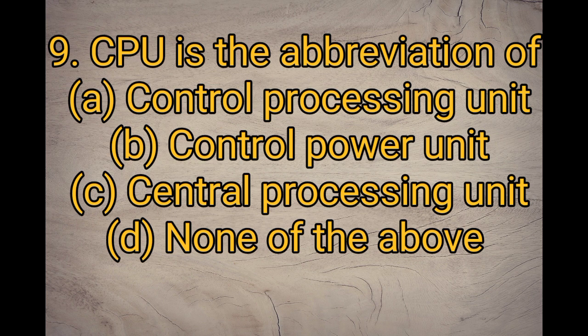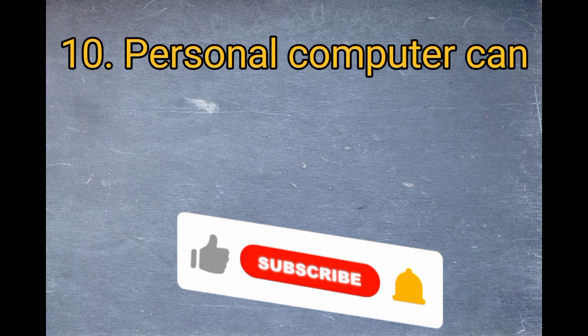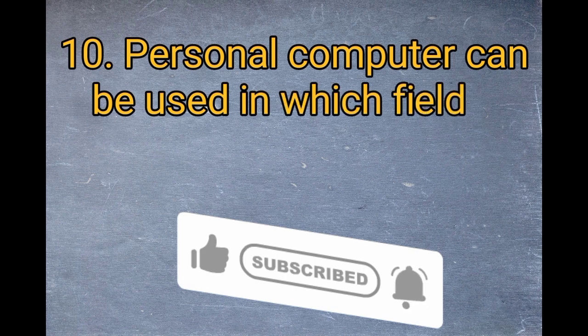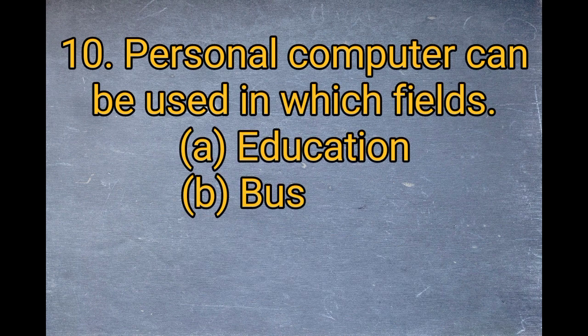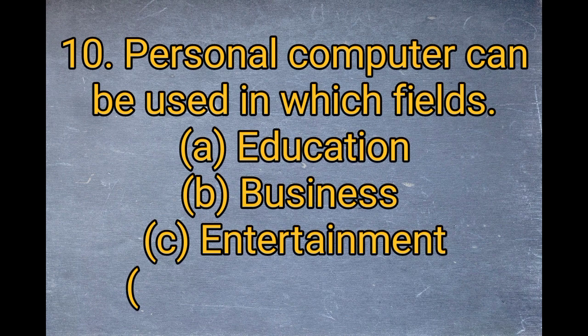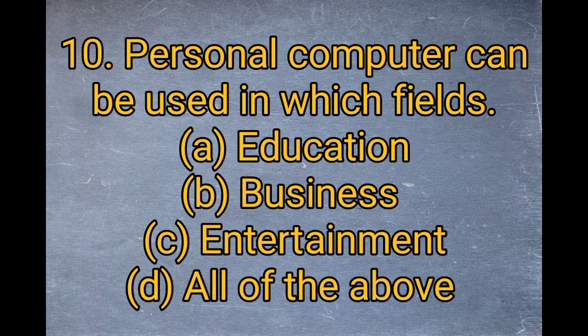9. CPU is the abbreviation of: A. Control processing unit. B. Control power unit. C. Central processing unit. D. None of the above. Answer: central processing unit. 10. Personal computer can be used in which fields? A. Education. B. Business. C. Entertainment. D. All of the above. Answer: all of the above.